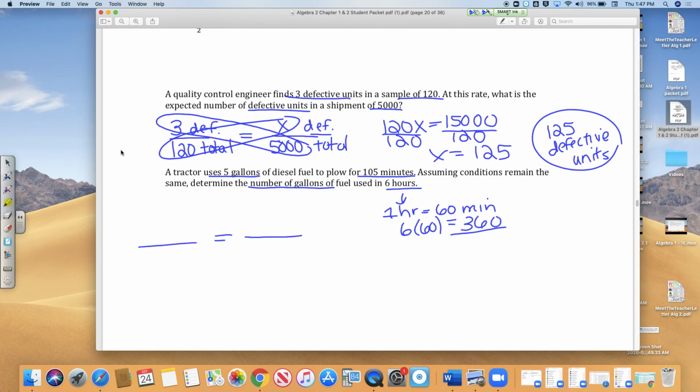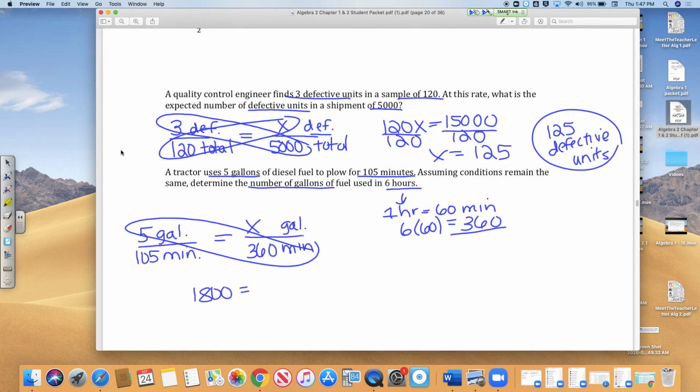So my proportion: 5 gallons of diesel fuel for 105 minutes is equal to, we're trying to figure out how many gallons we would need for 360 minutes. So this is what I would create from the information given. Now it's time to cross multiply. I'm going to multiply 5 times 360, and that equals 1,800. And 105 times x, that's 105x. To solve this, I divide both sides by 105.